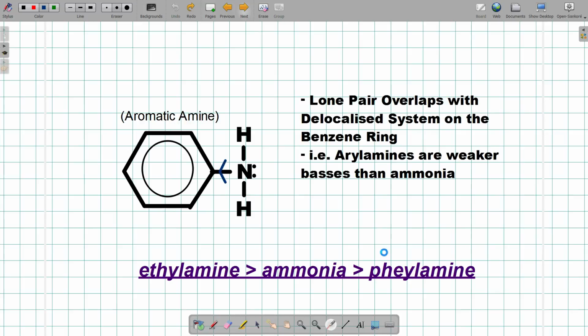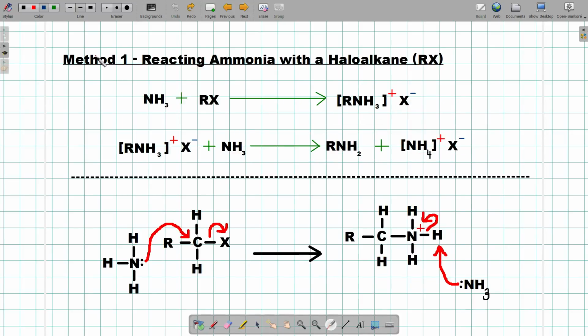So moving on. So now we're going to look into how you make amines. So how do you actually make an amine from ammonia? And so this is the first method we'll be looking at, reacting ammonia with a haloalkane. You'll be happy to see this. It looks more complicated than it is. I hate this, but it's the easiest and most compact way to explain it.